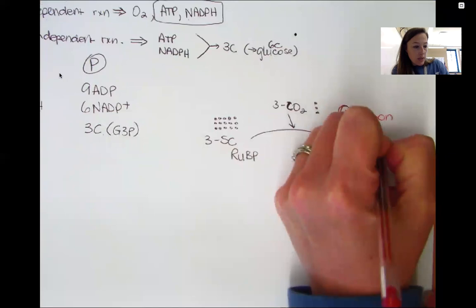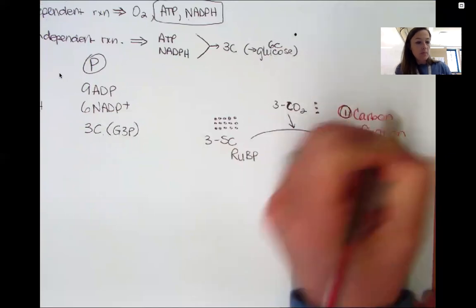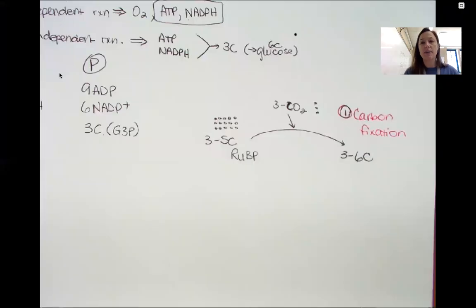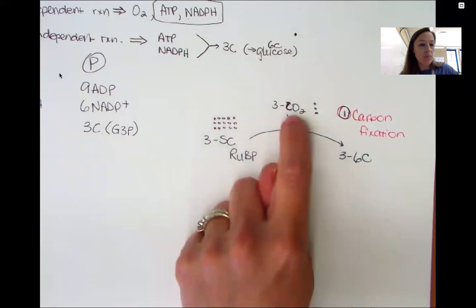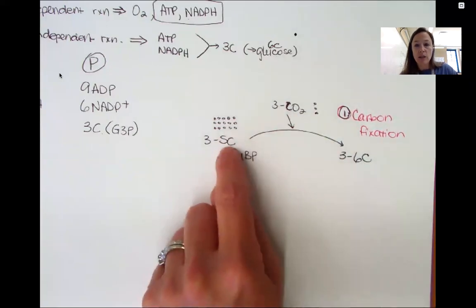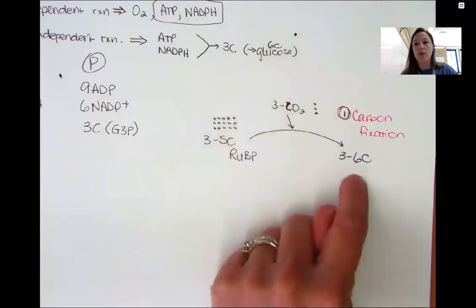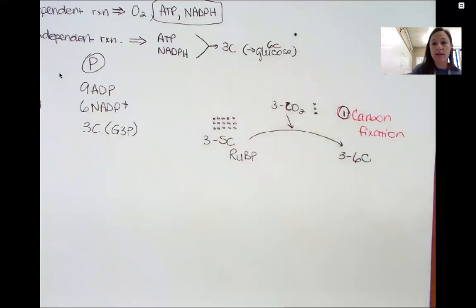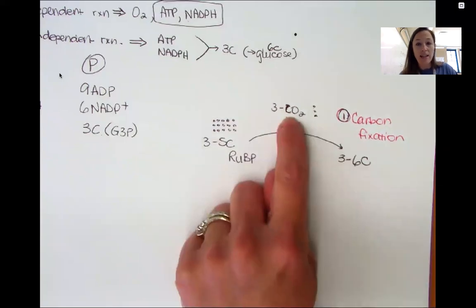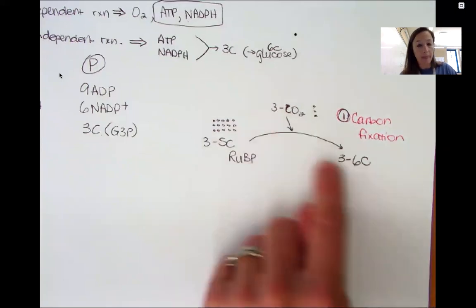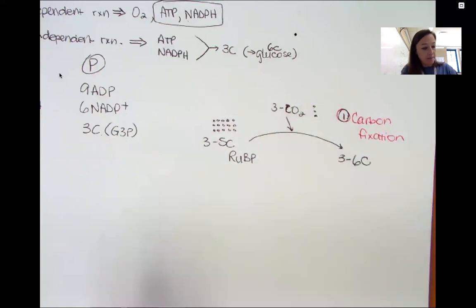And when we talk about fixing something, it's not like fixing something that's broken. It's more like fixing something, sticking it to it, attaching it permanently. So when we add a small molecule to a larger one to make an even bigger one, that's called fixing it in science. So we are fixing this carbon dioxide by adding it to a 5-carbon to make a 6-carbon. Okay, so carbon fixation is step 1.